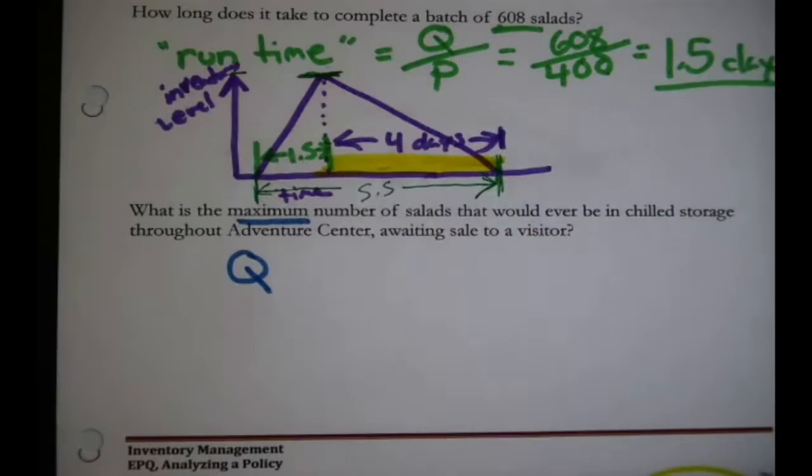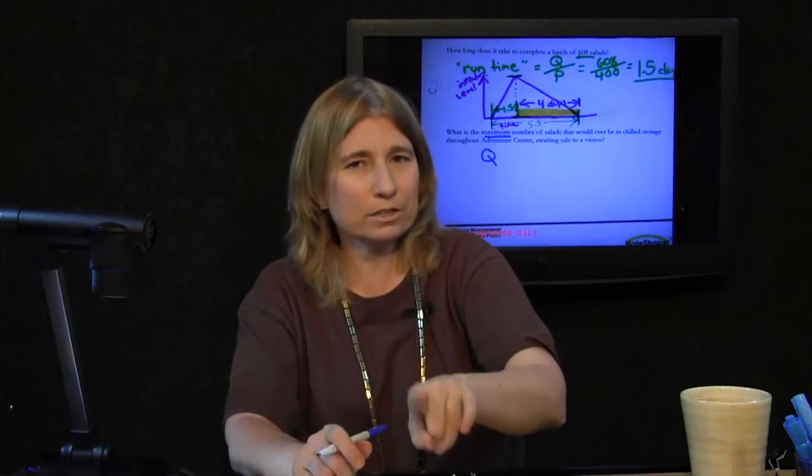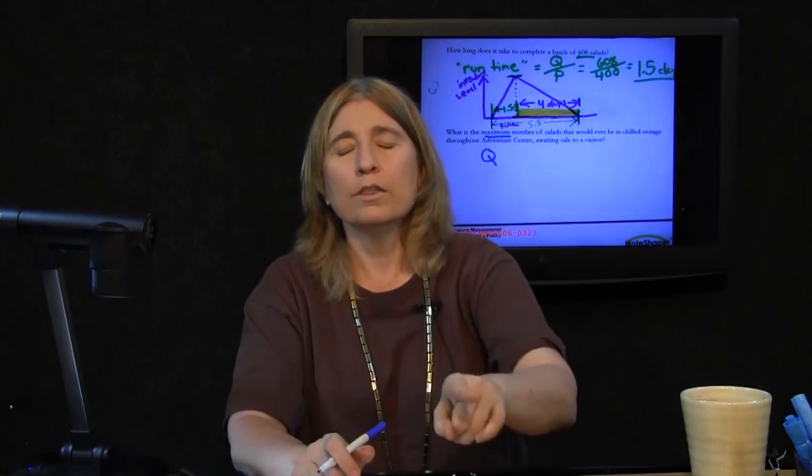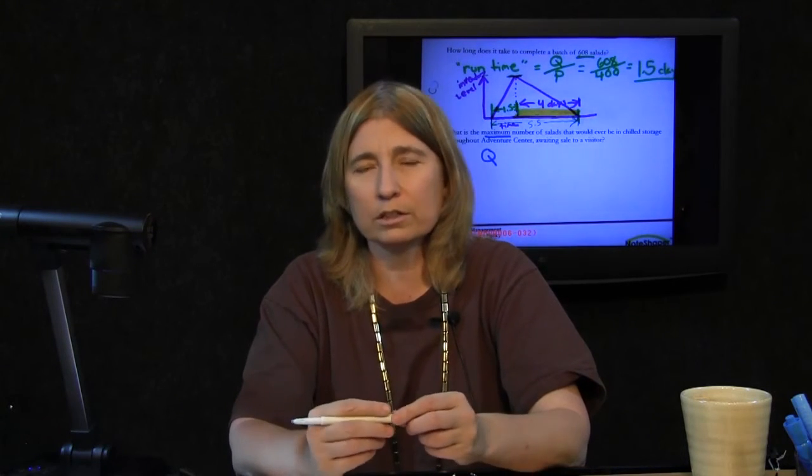Now, in the case of the EOQ, the simpler cousin of the EPQ, the issue of maximum inventory was really simple. It's just the size of the order, because the assumption in the simpler EOQ is that when you order something, it's just delivered all at once. Here it's not so simple, because when we order something, it's not delivered all at once. They're spending a day and a half making the delivery, so to speak. And that entire time, customers at Adventure Center are eating away at the salads.